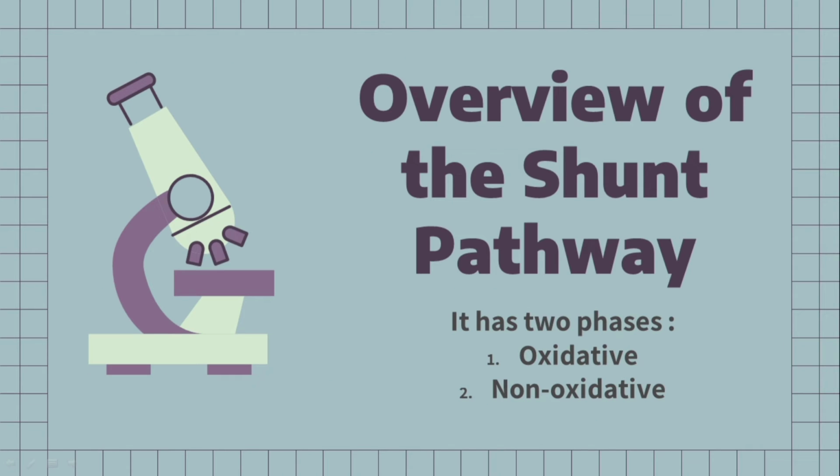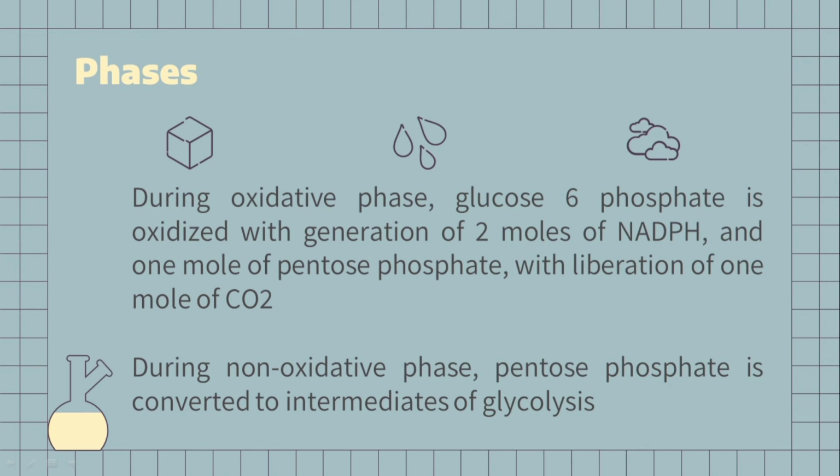The hexose monophosphate shunt has two phases, oxidative and non-oxidative phases. So in this oxidative phase, it is reversible. The word oxidative of this phase comes from the process of oxidation. Oxidation means the breakdown of a molecule as it loses at least one of its electrons. So during this phase, glucose 6-phosphate is oxidized with generation of 2 moles of NADPH and 1 mole of pentose phosphate with liberation of 1 mole of carbon dioxide. In this phase, two molecules of NADP plus are reduced to NADPH, utilizing the energy from the conversion of glucose 6-phosphate into ribulose 5-phosphate. So in short, it generates NADPH.